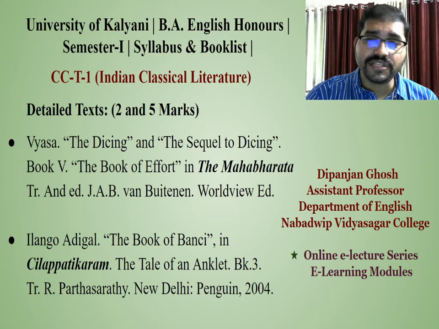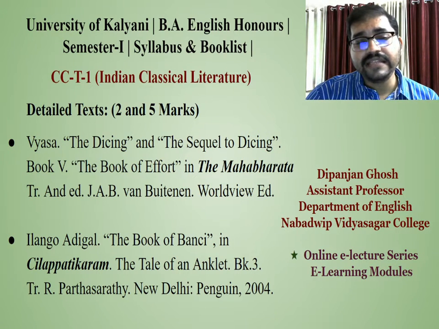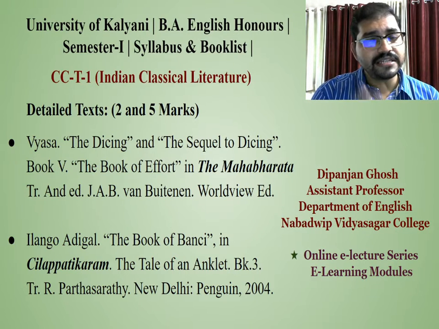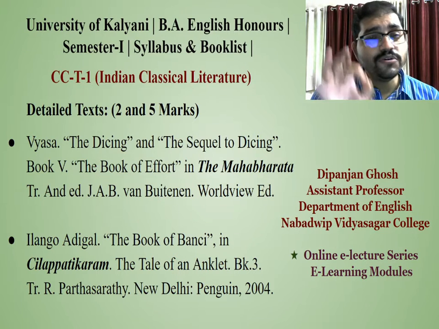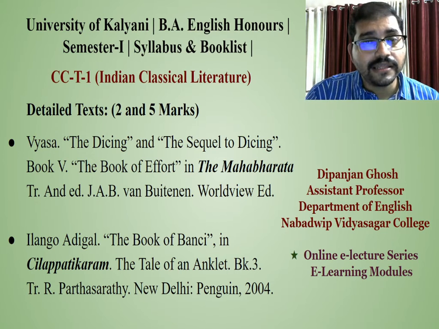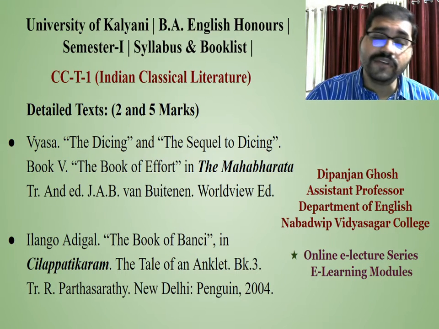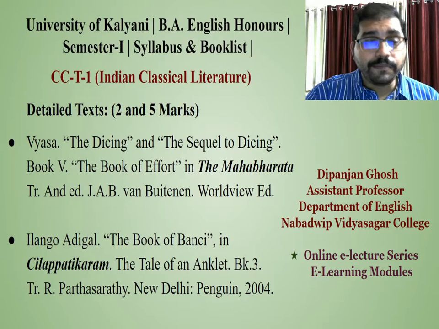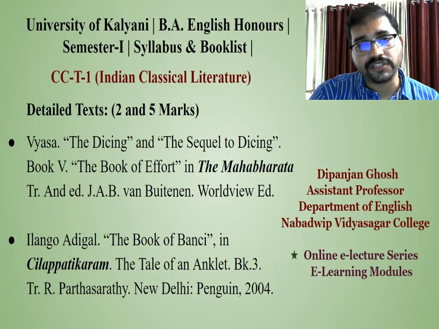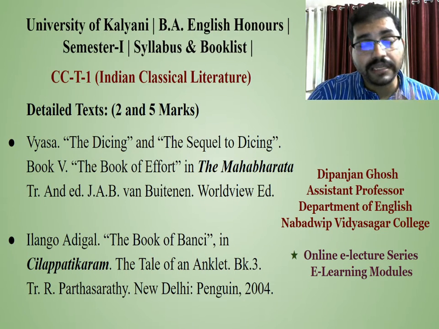Now to be specific, CCT1, that is core course theory 1, is named Indian Classical Literature, and as you can see here, there are two detailed texts that have been taken for consideration. As I mentioned in my last lecture, if it is a detailed text, you must go through the lines, you have to read in between lines. That means line by line reading is obviously needed here. Why? Because the 2 marks objective questions will come from this particular section. So you must go through the text carefully.